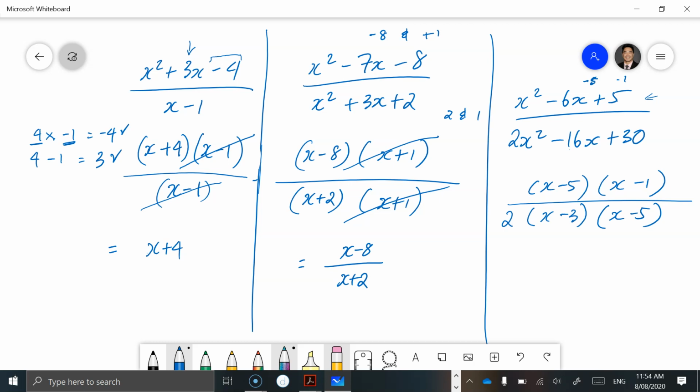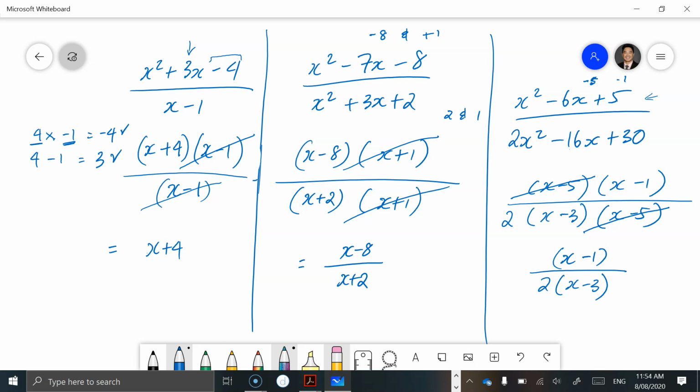What we have in common, we have a common set of brackets of x minus 5 and x minus 5. There is nothing else that's in common that we can take out, so we'll leave everything as is. So x minus 1 on the top, and then 2 outside of x minus 3 at the bottom.